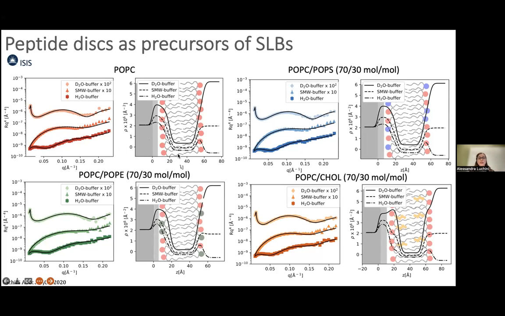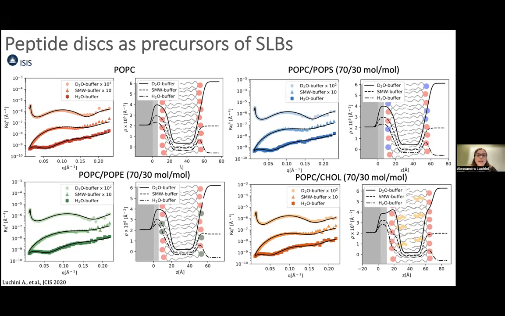And here you can see the data that we also collected by mixing POPC with other phospholipids, for example, POPS, that is negatively charged, or POPE, that is zwitterionic like POPC, but with a different chemical structure, and mixtures with cholesterol. And altogether, these, I would say, represent pretty standard supported lipid bilayers that are often used as a very simple model of biological membranes.